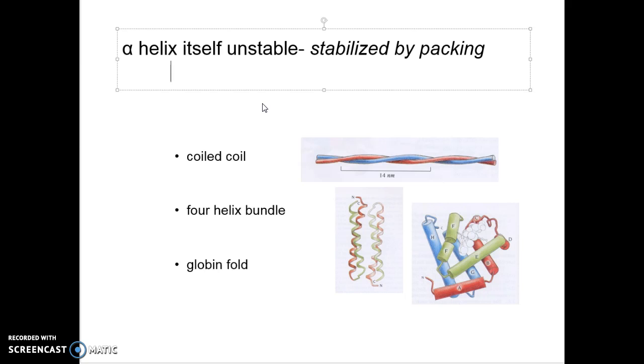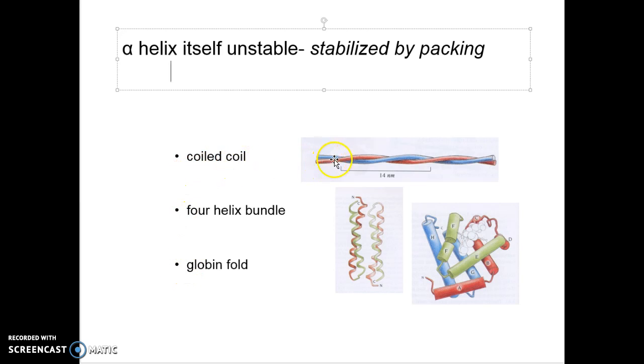there is another logic for why alpha helices must interact with each other. An alpha helix alone cannot exist, because the stabilizing forces are simply too weak. That's why interactions between alpha helices are required to stabilize. There are 3 types depending on how they interact.